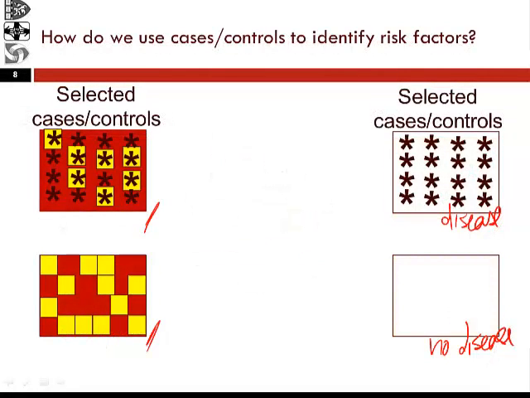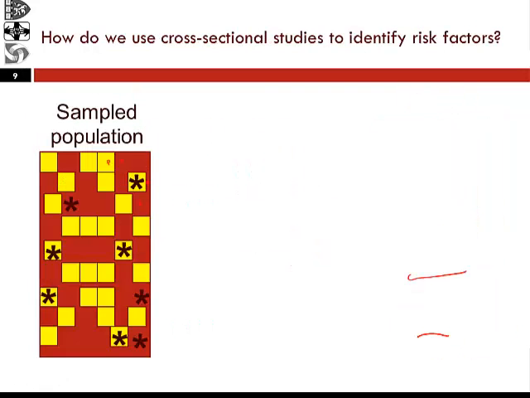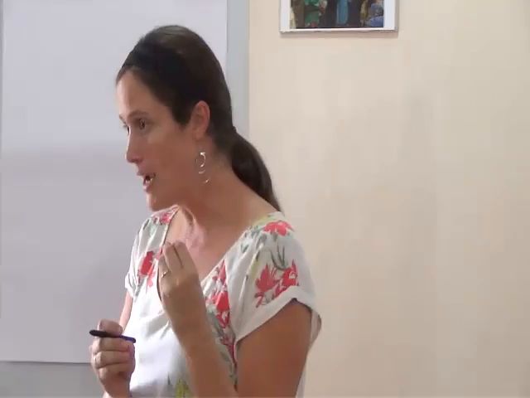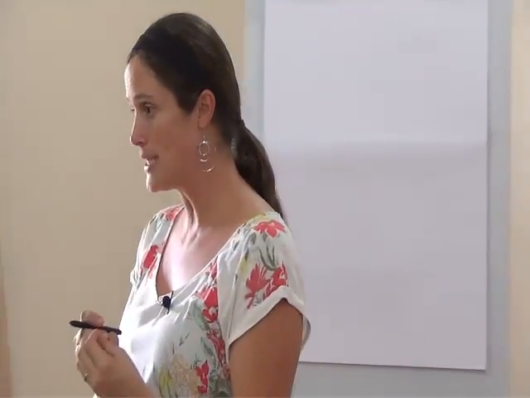So if case control studies are good for rare outcomes and cohort studies are good for rare exposures, what do you think a cross-sectional study is good for? Rare exposures, rare outcomes, or neither? If I have a rare outcome, I will prefer to use a case control study. If I have a rare exposure, I will prefer to use a cohort study. And if I don't have either, then maybe I can use a cross-sectional study. Okay, cross-sectional studies are not good for rare outcomes or rare exposures.